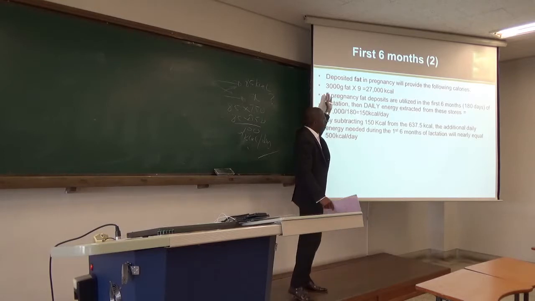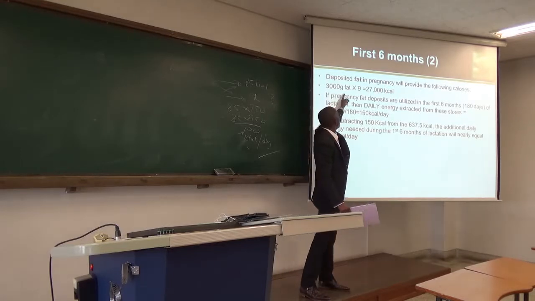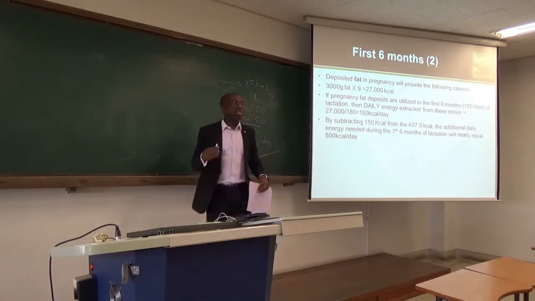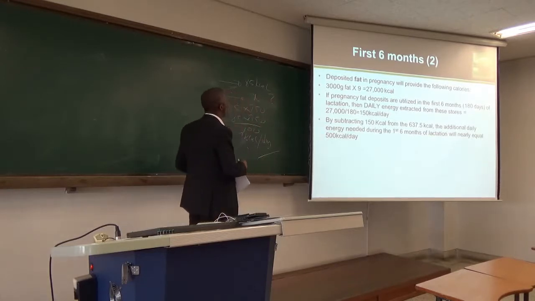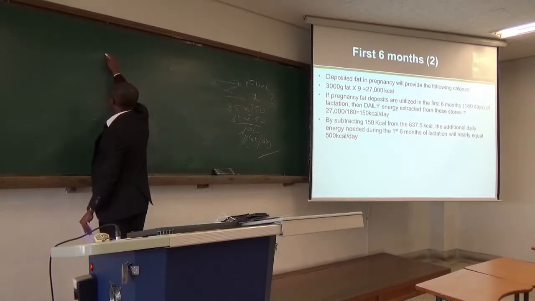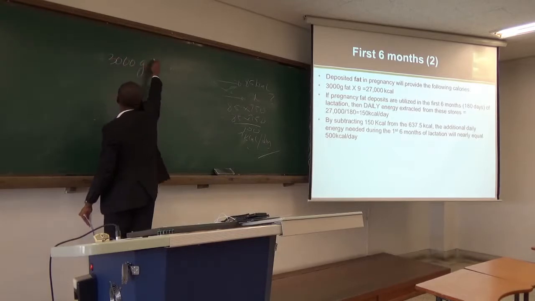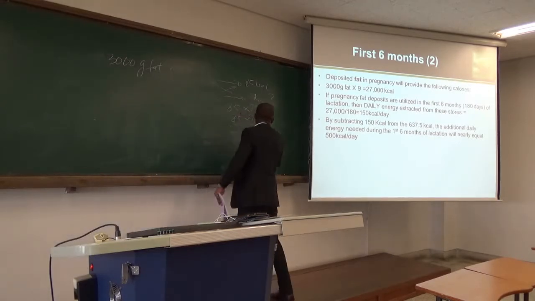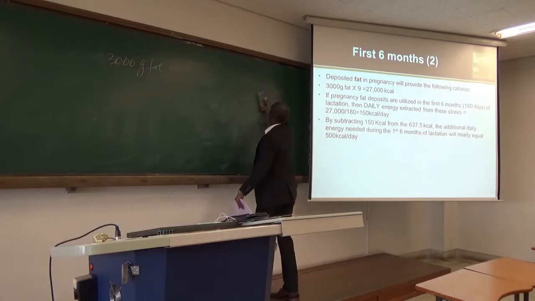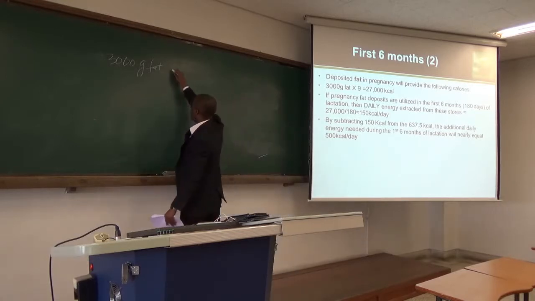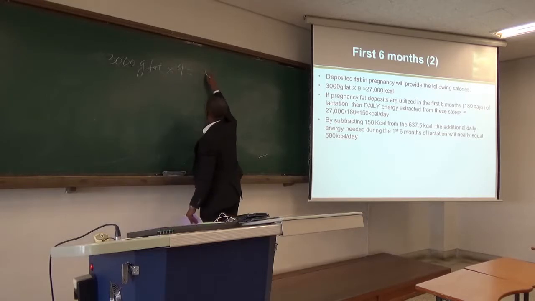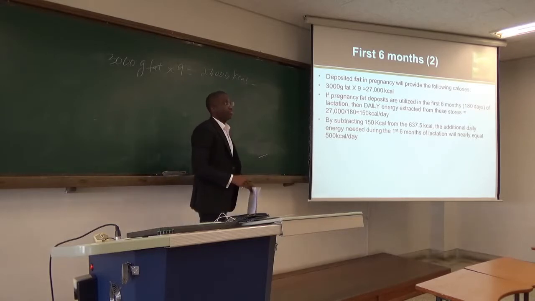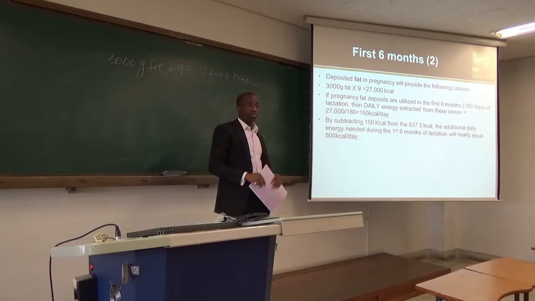Now, fat deposited in pregnancy will provide the following calories. So we have on average around 3,000 grams of fat. During those 6 months, we have this energy from fat. So how much do we have? Around 3,000 grams of fat. 3,000 grams of fat gives me how many kilocalories? We multiply by what? 9. By 9, and how much do we get? 27,000 kilocalories.